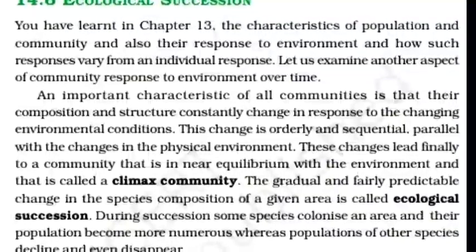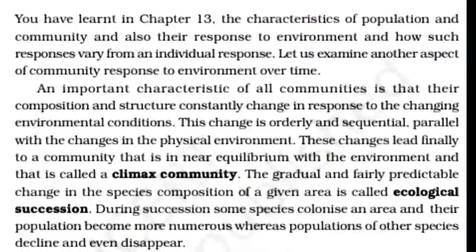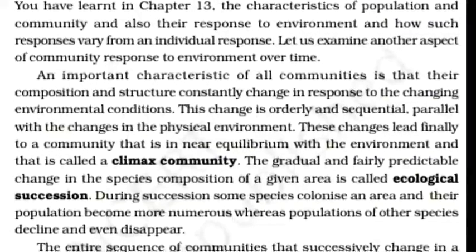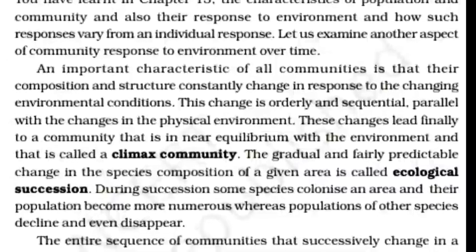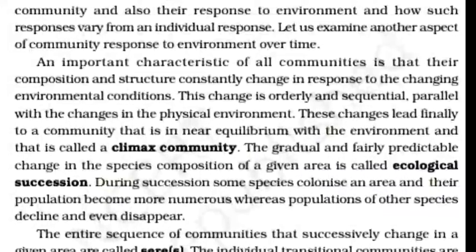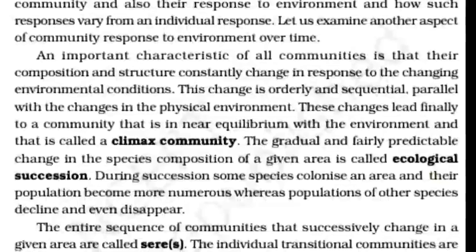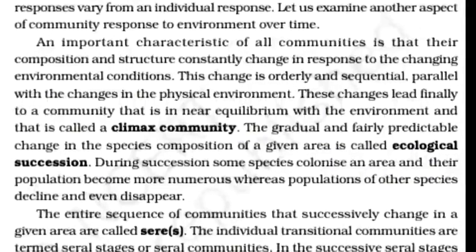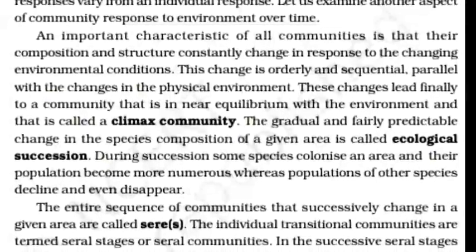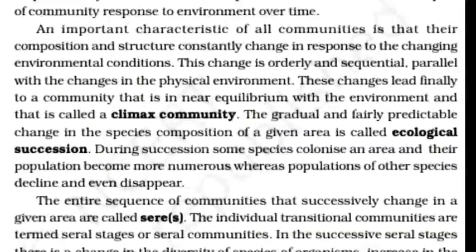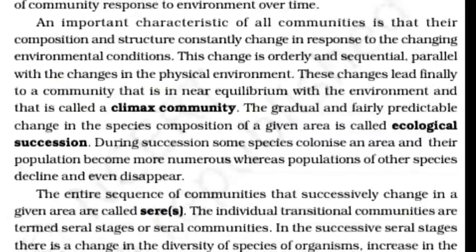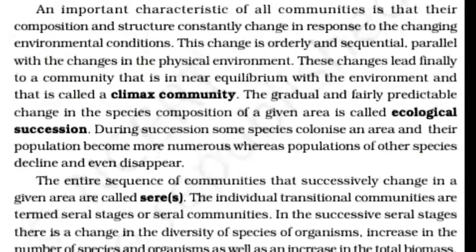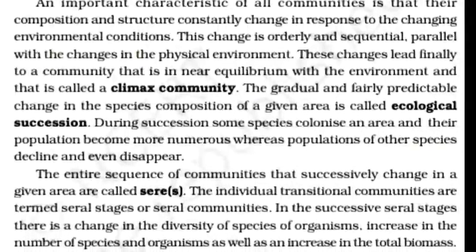An important characteristic of all communities is that their composition and structure constantly change in response to the changing environmental condition. This change is orderly and sequential, parallel with the change in the physical environment. This change leads finally to a community that is in near equilibrium with the environment, and that is called a climax community. The gradual and fairly predictable change in the species composition of a given area is called ecological succession.